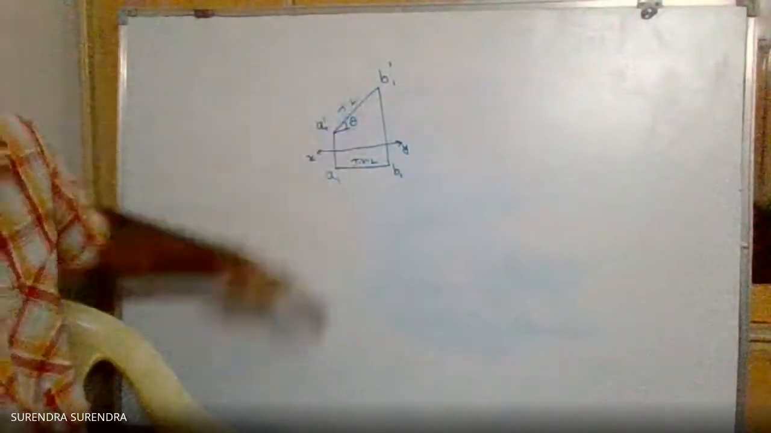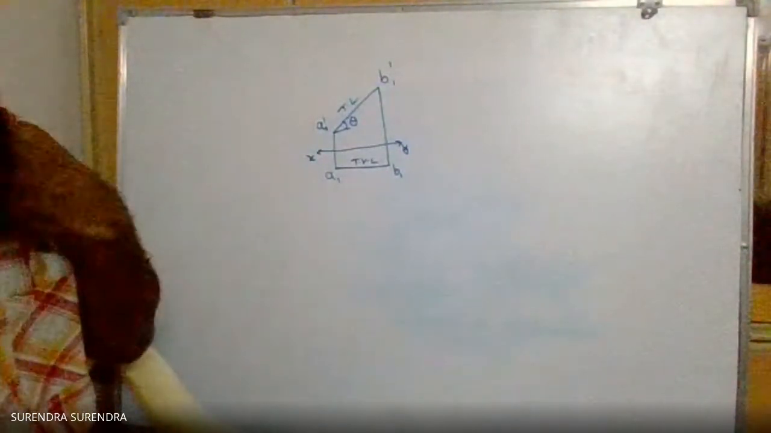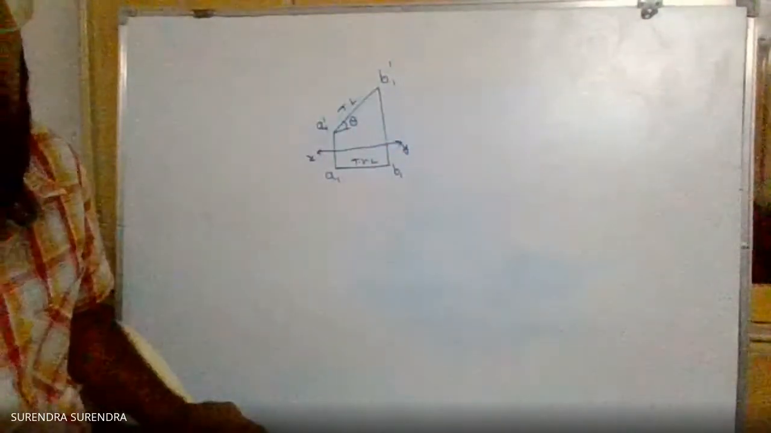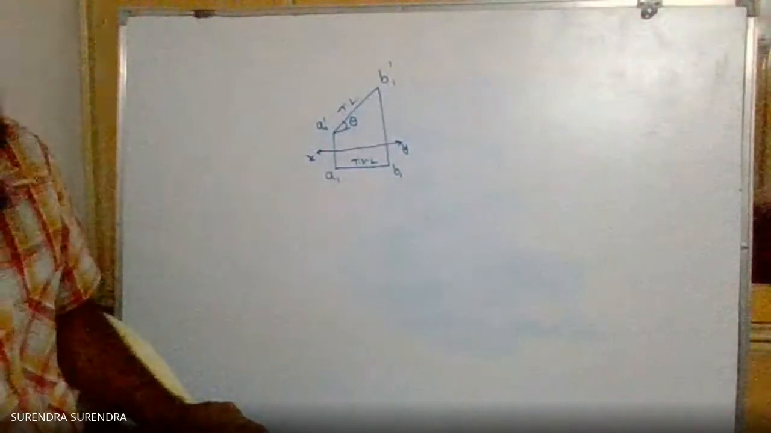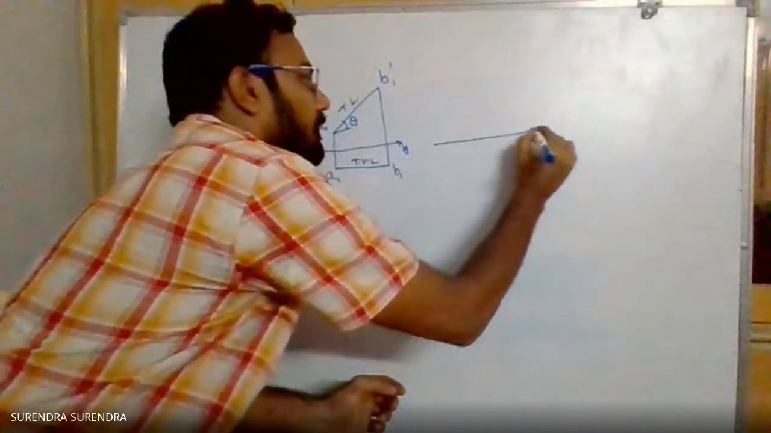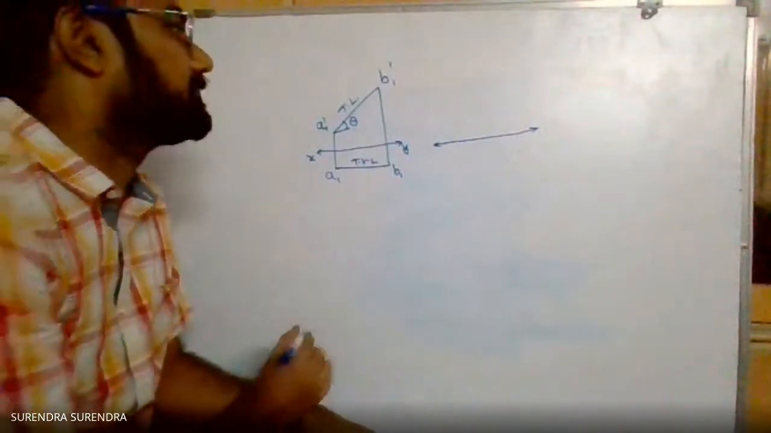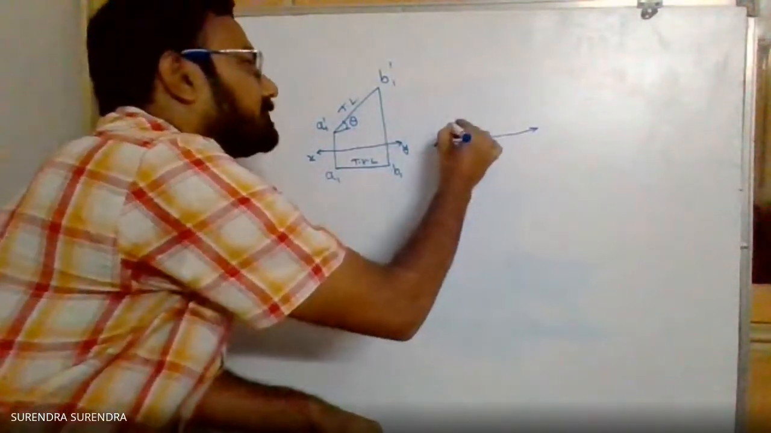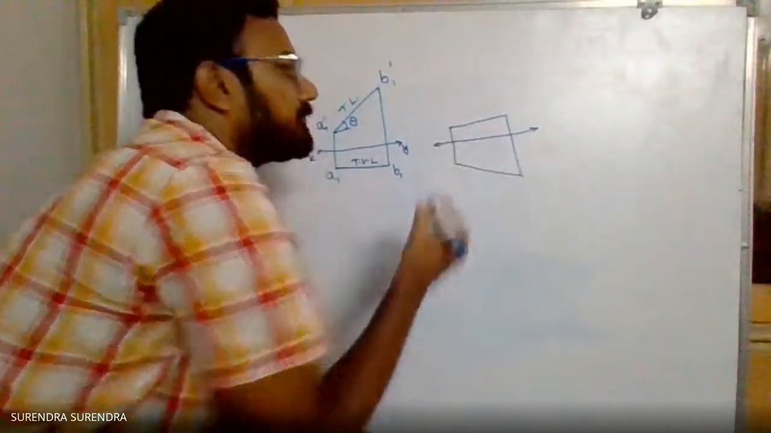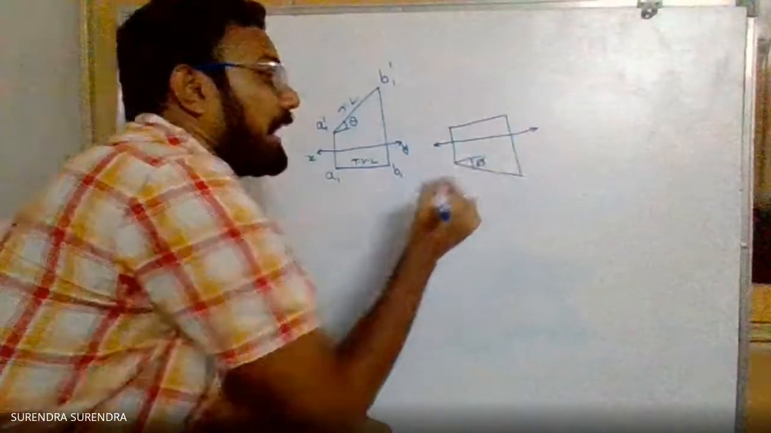The dimensions may vary, the length of the line may vary, or the distance of the points from the reference planes may vary, but the overall configuration of the figure looks like a trapezium shape in this way. Similarly, when a line is inclined to vertical plane, we'll get the shape like this. Line inclined to vertical plane, angle phi.